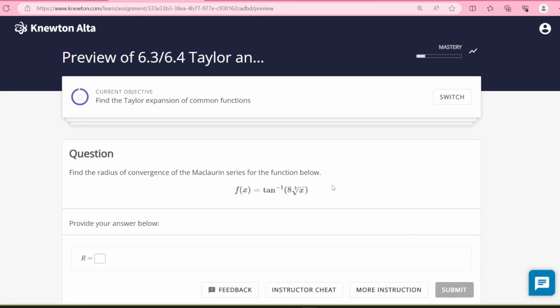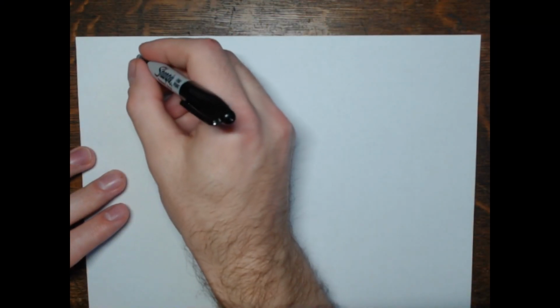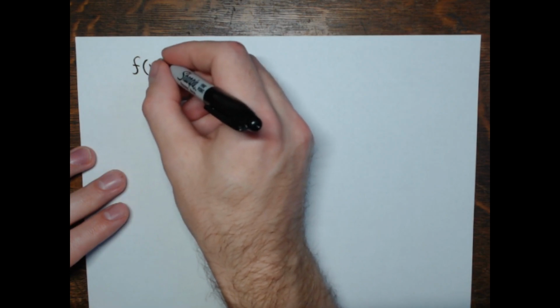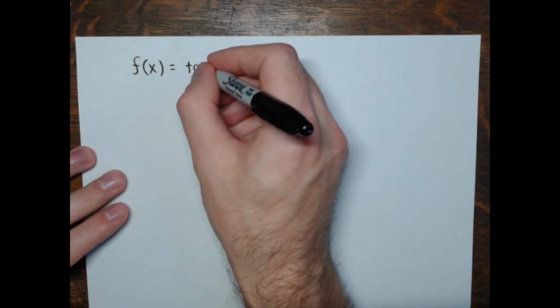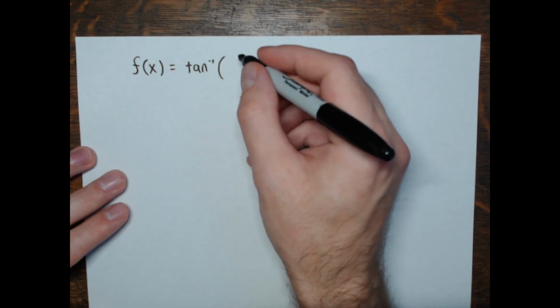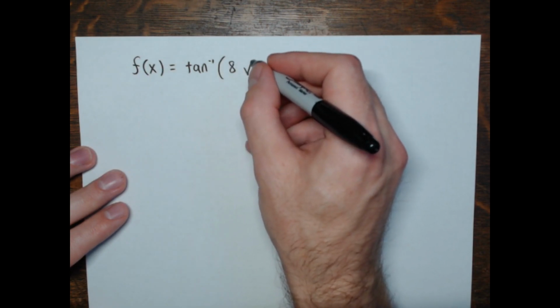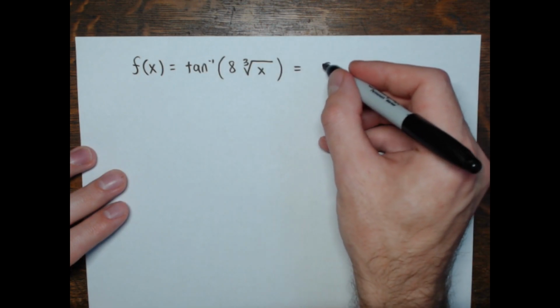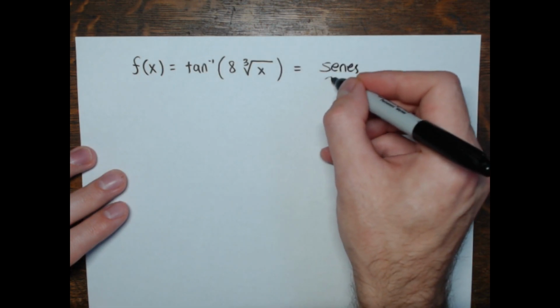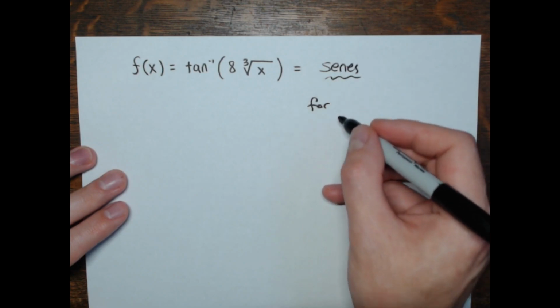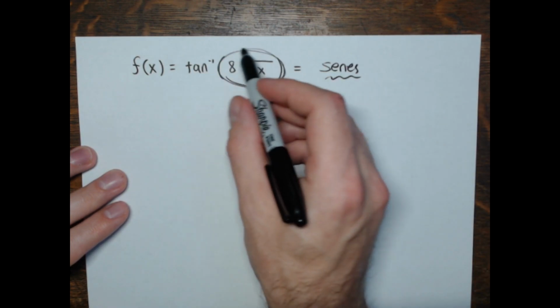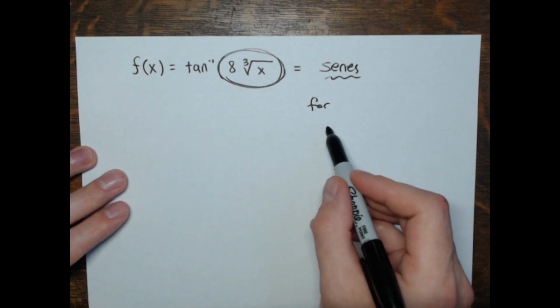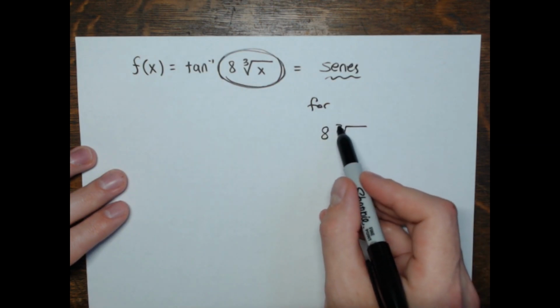So here's our function. Let me write this up. So we have this function, the inverse tangent or arctangent of 8 times the cube root of x. Now that's going to be equal to some series for the following values, when this value here is between negative 1 and 1, inclusive.